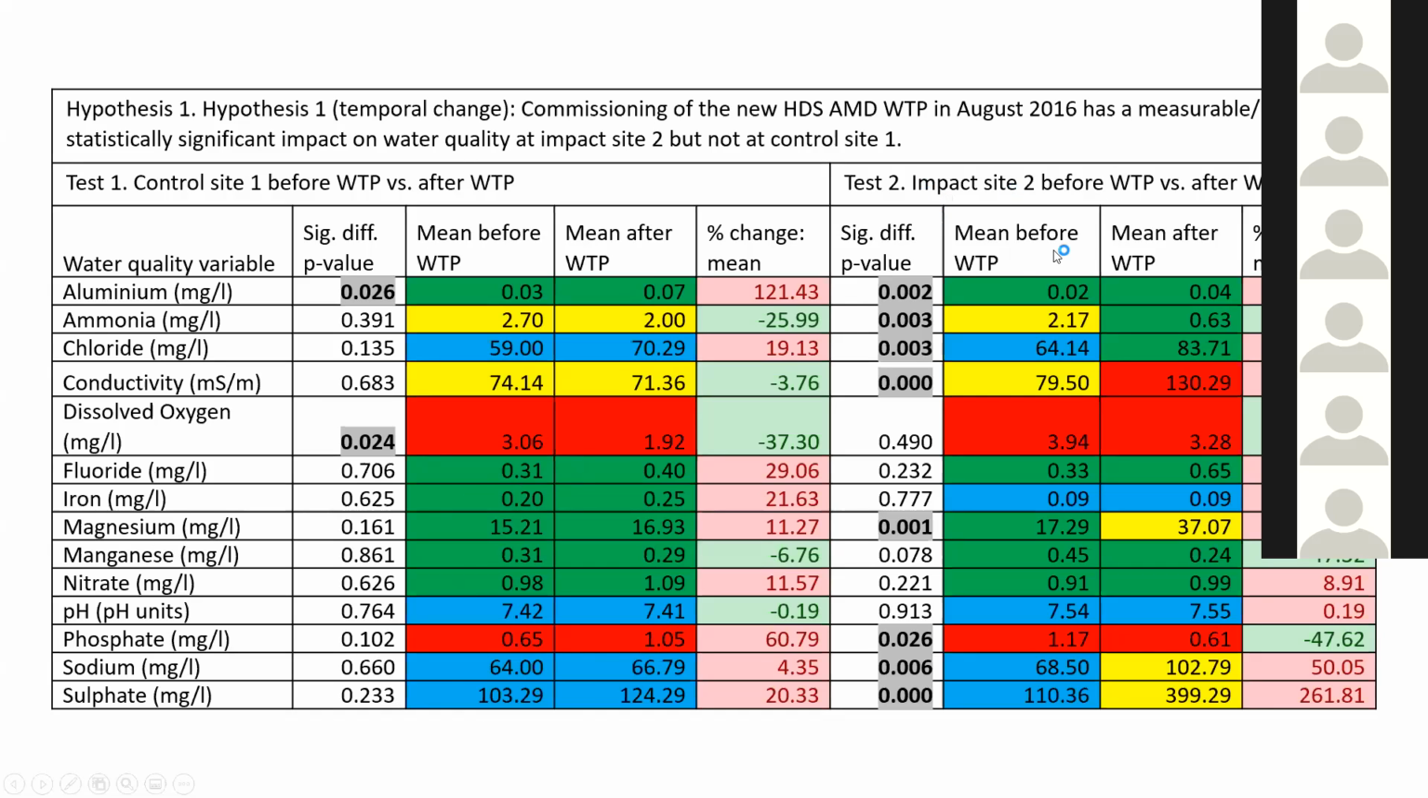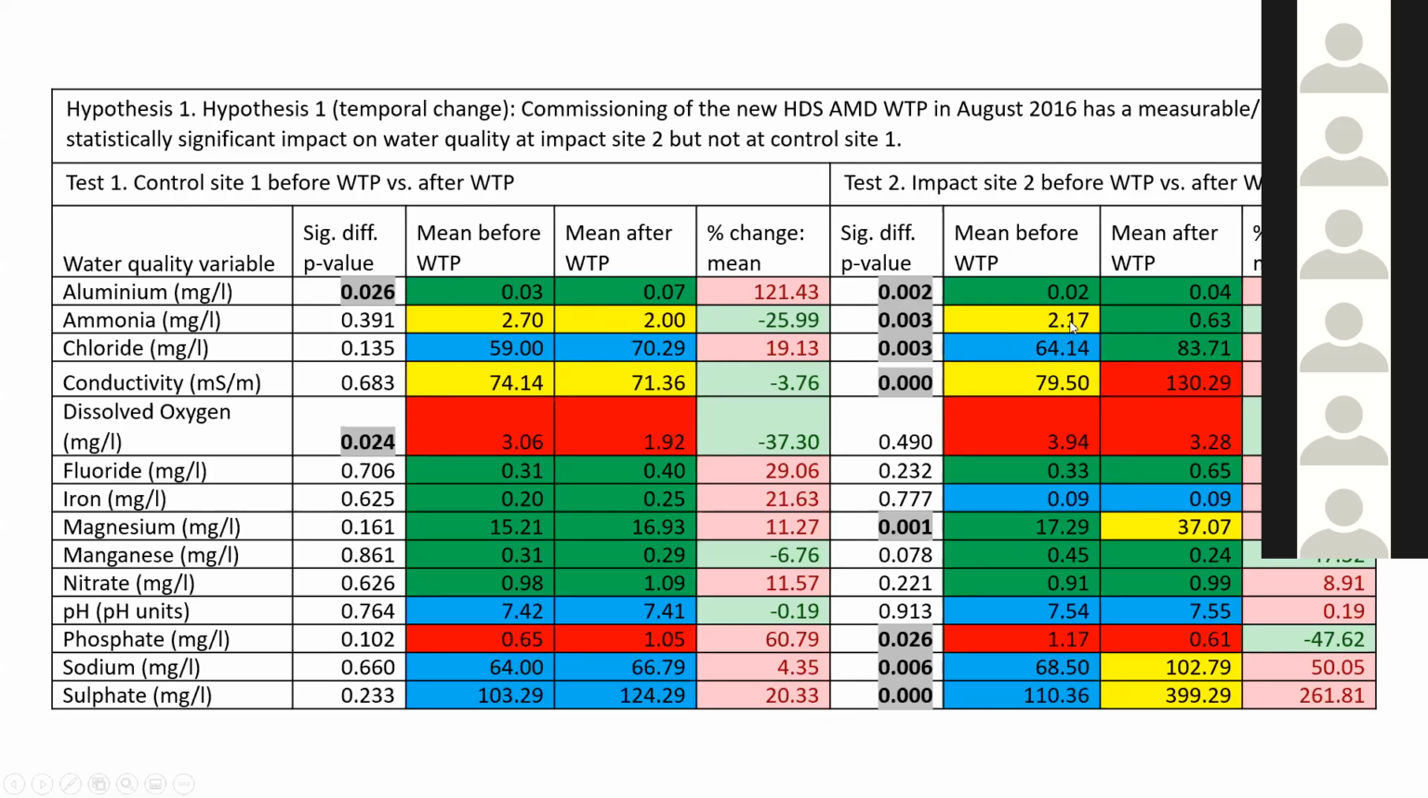The second test is more significant. In the second test, we test site 2 for the period before the water treatment plant started versus the period after. And we can see a different kind of situation where 8 of the 14 water quality variables have a significant difference, just meaning that the difference is statistically significant. And so we can see again, aluminium increased. Okay, this is what we saw also for control site 1. So that was maybe to be expected.